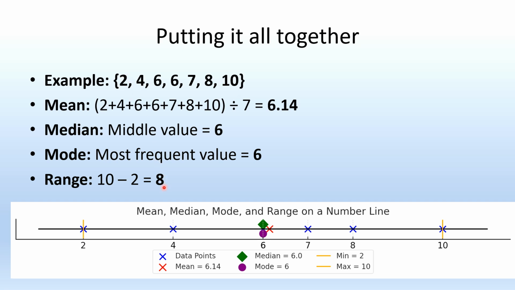Now if we plot this on a number line, we can see the blue dots would be our data points, and our mean is going to be the 6.14. These are all kind of bunched together the way this data is arranged. So the median is 6 and the mode is 6. Everything's lumped together right here. And then the blue X's are our data points. So that's our range from 10 to 2. So that's an example.